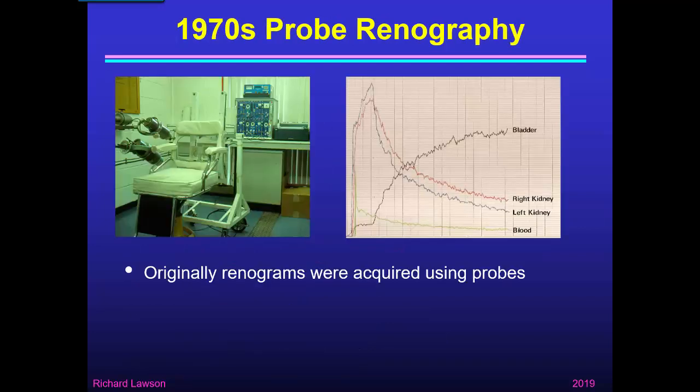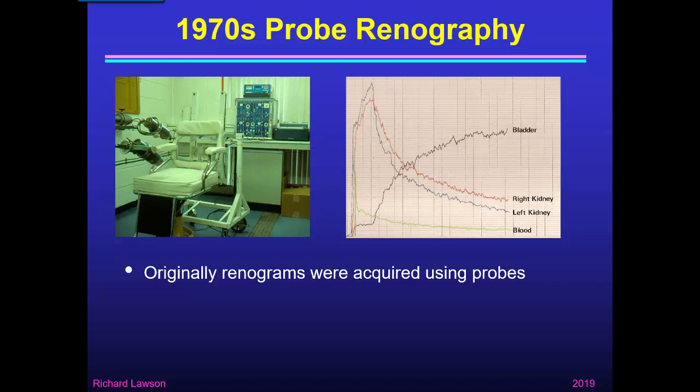Well, it goes back to what I talked about in part 1 of this talk, about some of the old probe renography techniques. Back in the 1970s, renograms were acquired using probes. The patient would sit in this chair with probes over the kidneys, and the count rate from the electronics would be plotted out on this chart recorder in real time. So no processing was required.